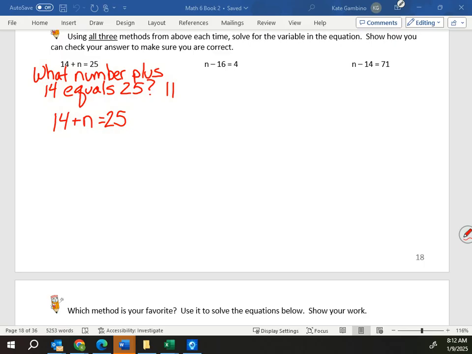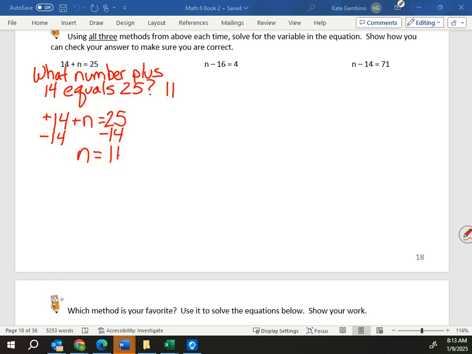Yeah, because when it's a positive 14, it's the same as plus 14, right? If we think about there being a positive sign right next to that 14, it's like adding 14. So we want to subtract 14 from both sides. So 14 minus 14 is that 0. So I don't need to write it again, and I have just n. What's 25 minus 14? Sophie? 11. Same answer.